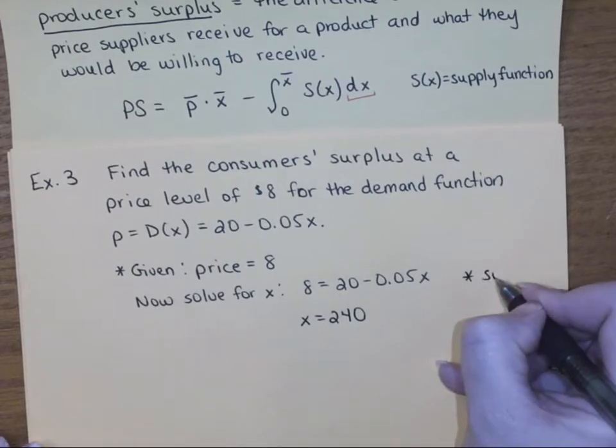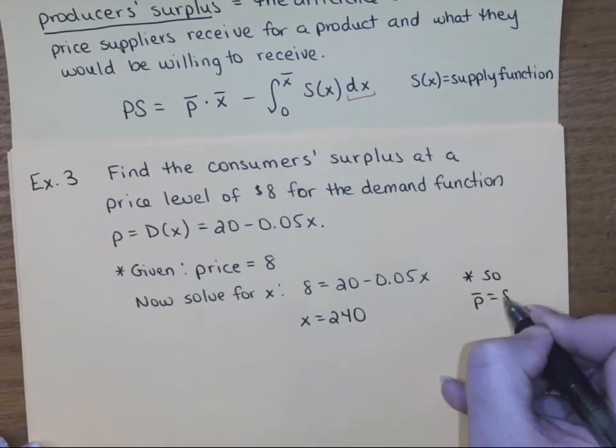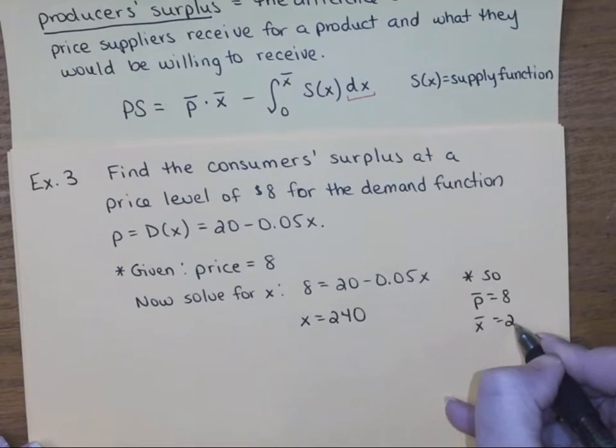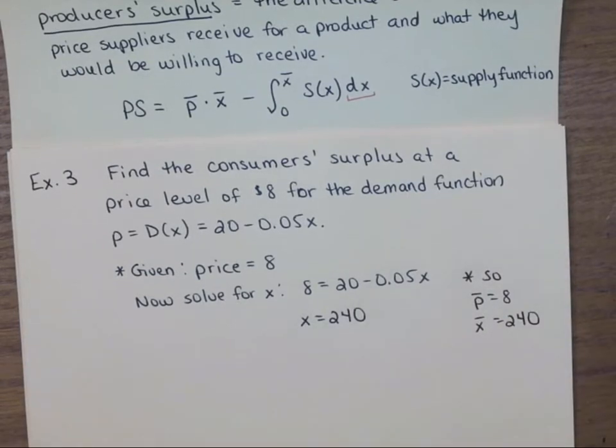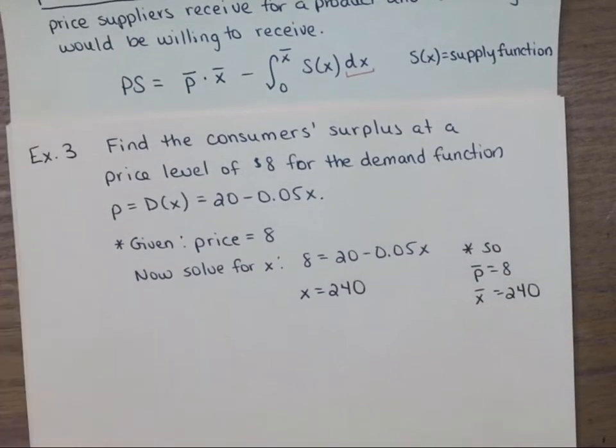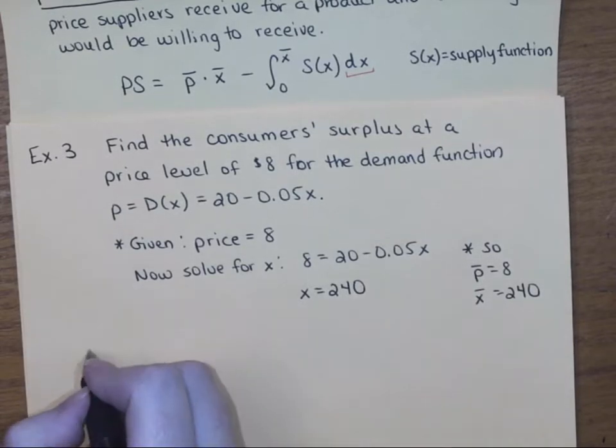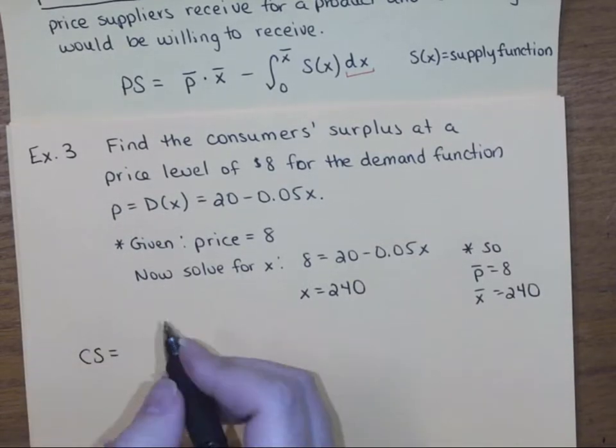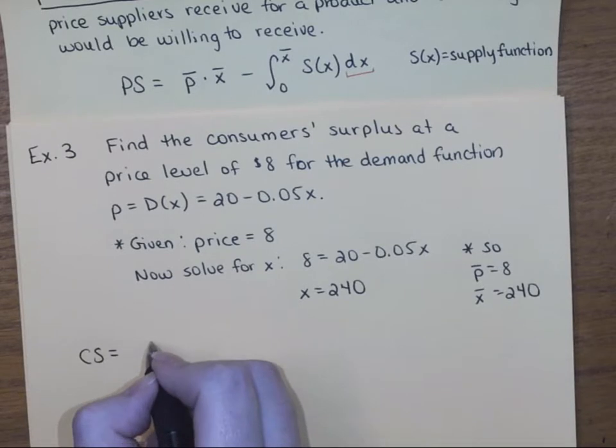So we have two quantities. We know that the price is 8. We know that the quantity is 240. You need both of these quantities to be able to figure out either consumer or producer surplus. So here we go. Consumer surplus is the first one I gave you.